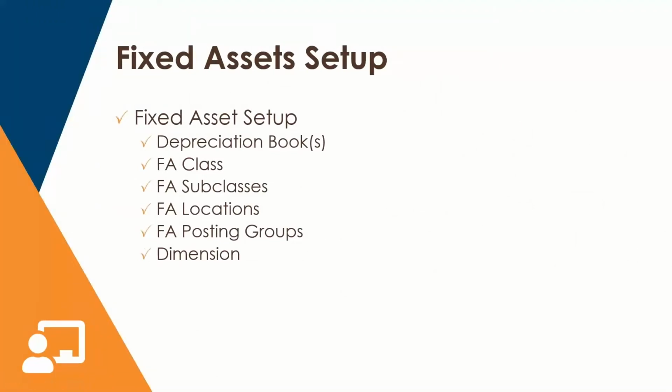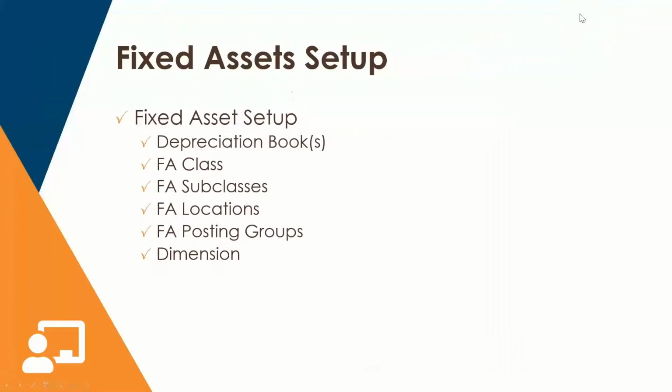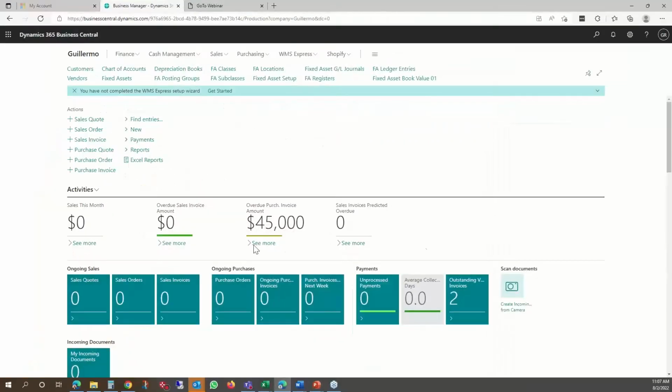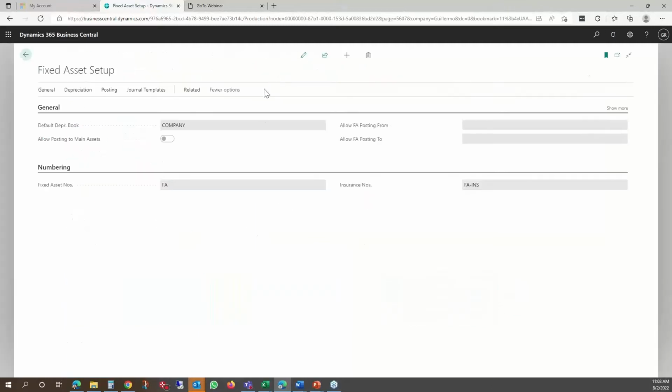And let me open up my Business Central. This one here. Okay. So the first thing we're gonna do here, and I saved some of these as favorites so I don't have to be searching for them. But if you use the search functionality, if you search for fixed asset setup, you're gonna get this screen here.